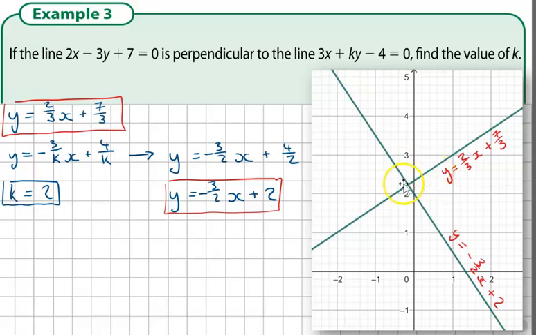So I've drawn them out here. We can see the uphill line is y is equal to 2 over 3x plus 7 over 3. So that's this one here. And the downhill line is y is equal to minus 3 over 2x plus 2. So that's this one here. And we can see that they are in fact perpendicular.